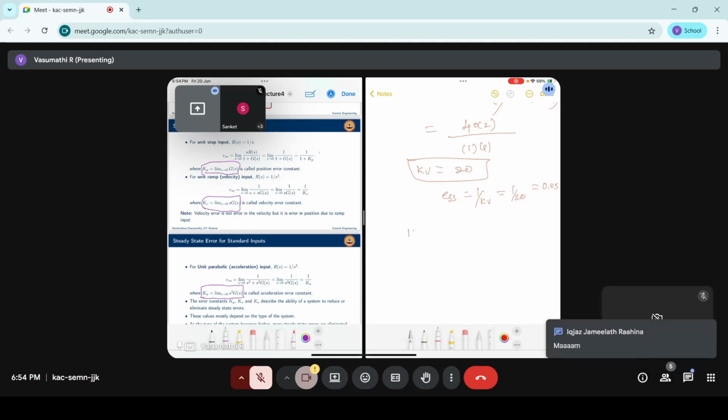The third coefficient is Ka, where Ka will be here on the left hand side. It is there in the violet color box. Limit s tends to 0, s square into G of s. Instead of s, we are going to keep it s square into G of s, (s plus 2) by s into (s plus 1).